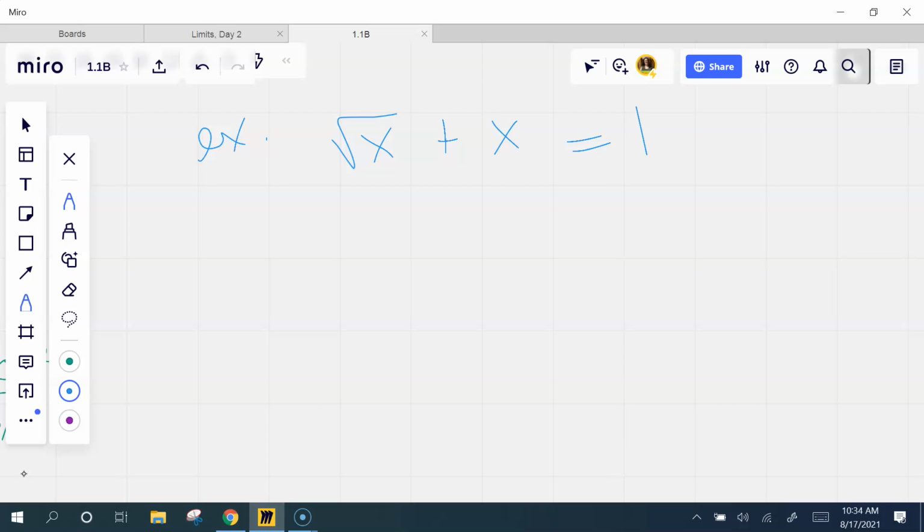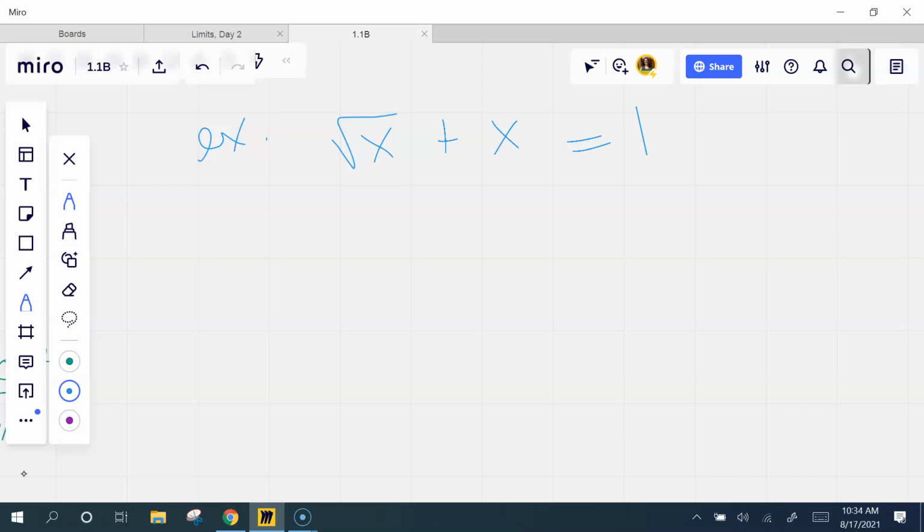If I square both sides the way it sits now, I'm going to still end up with a radical, and I'm not going to be able to do anything. If I have one radical in the equation, I need to get it by itself first. You remember that? Okay, so to get it by itself, I need to move that x.